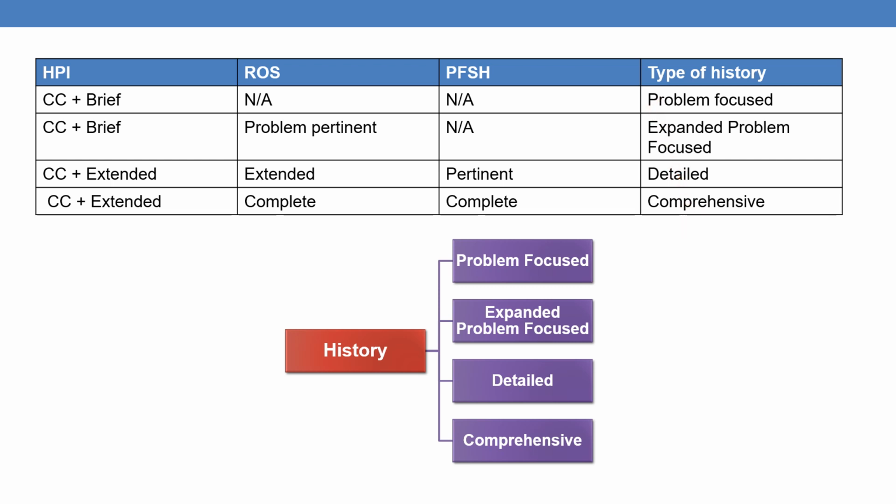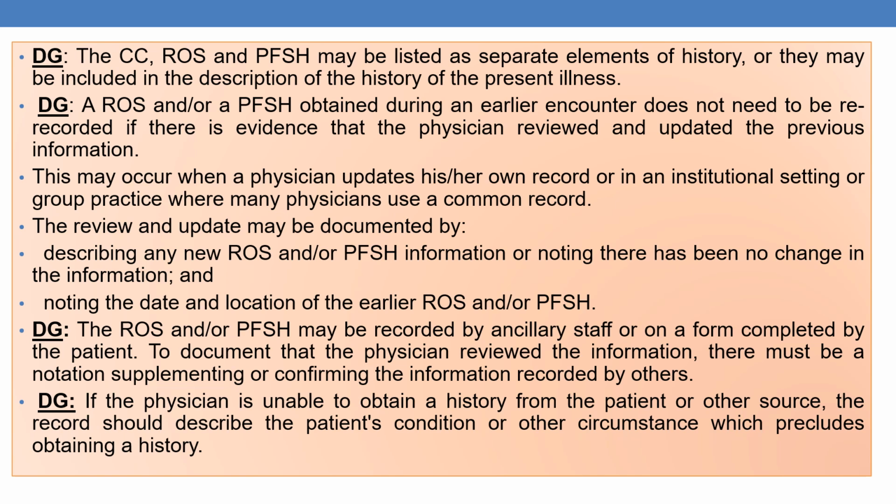Now let us see some of the guidelines. The chief complaint, ROS and PFSH may be listed separately as separate elements of history, or they may be included in the description of HPI. In some of the records, there will be separate headings like chief complaint, review of system and PFSH. But in some cases, there will be only HPI, history of presenting illness, and the physician documents CC, ROS and PFSH beneath that. In either case, you can consider them.